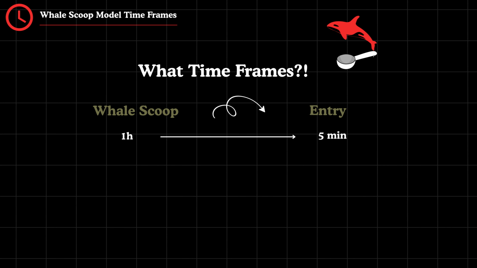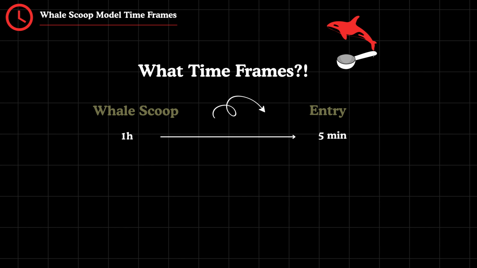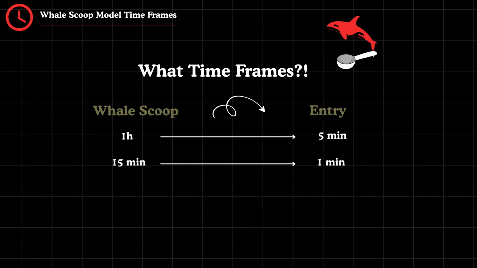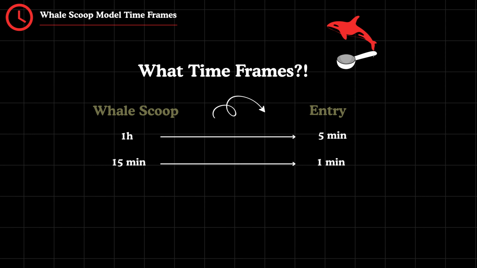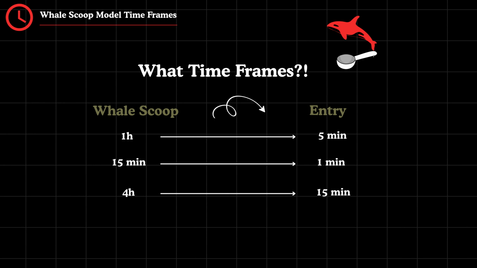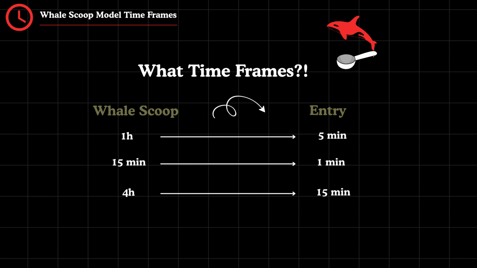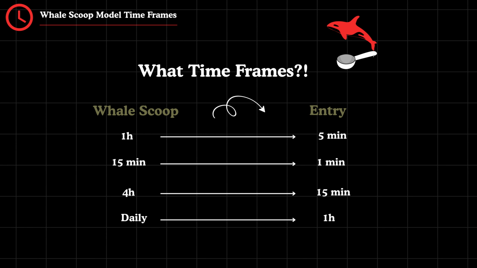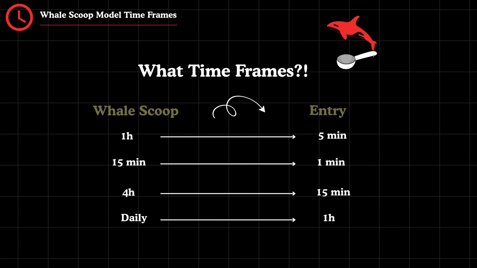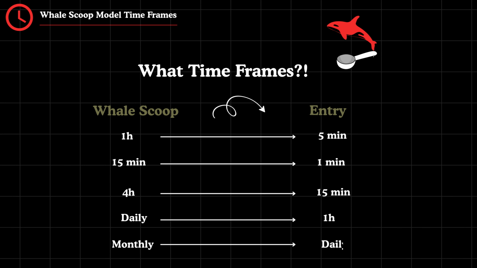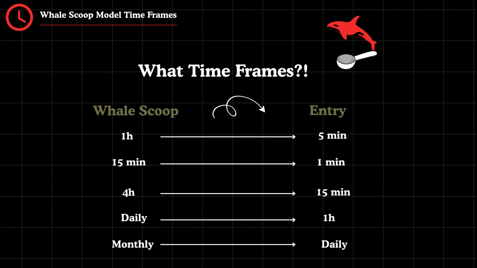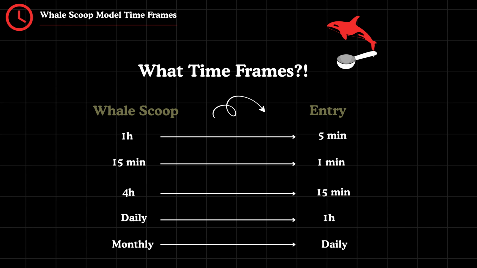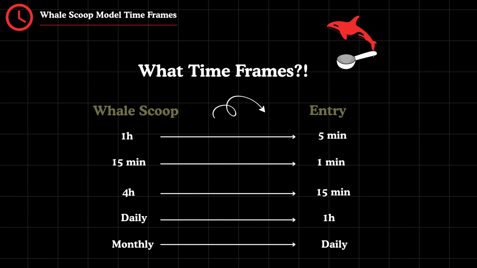However, your time frame selection can be tailored to your trading style. For example, you might opt for a 15-minute chart for analysis and drop down to the 1-minute chart for entries. Alternatively, you could use the 4-hour and 15-minute combination. For higher time frames, the principle still holds. If your whale scoop forms on the daily chart, your entry should be on the 1-hour chart. If it's identified on the monthly chart, drop to the daily chart for execution. The core principle is simple. Your analysis time frame should always be at least 2x higher than your entry time frame.